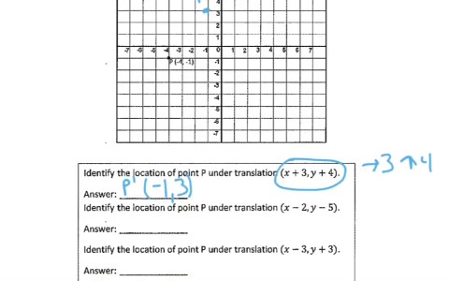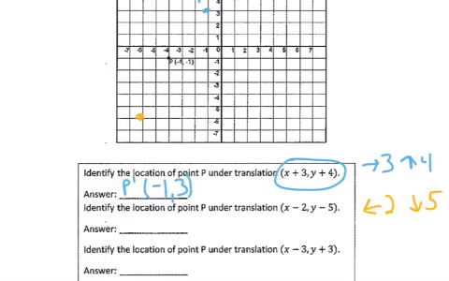I'm going to do another one with you. So here's my next translation, x minus 2, y minus 5. So minus 2 means I'm going to the left 2. Minus 5 means you're going down 5. So from my original point P, I'm going to move left 2, down 5. And we should put a dot right there.